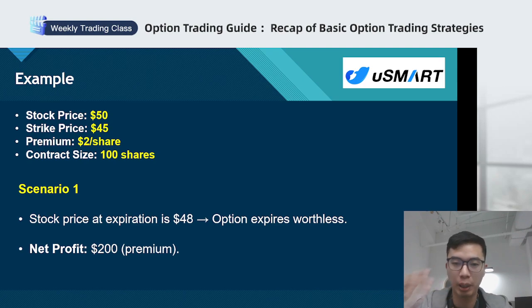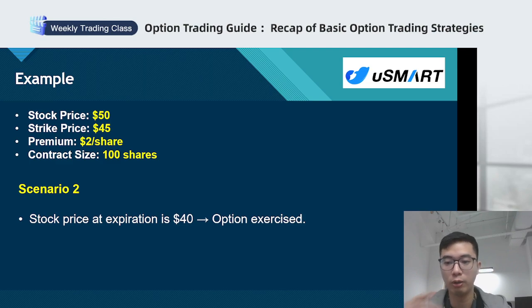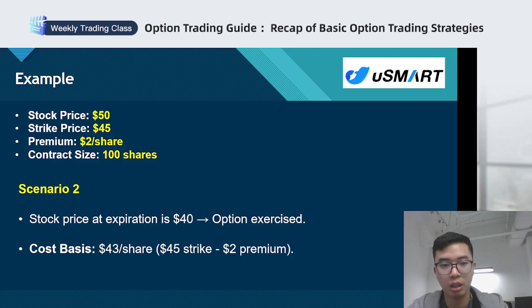So when the option expires worthless, we keep getting the premium, until it hits below the strike price. Then we have to exercise the option. We have to use our cash to buy the stock at $40. But remember, our strike price is 45.